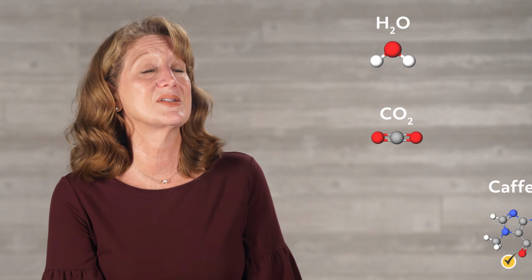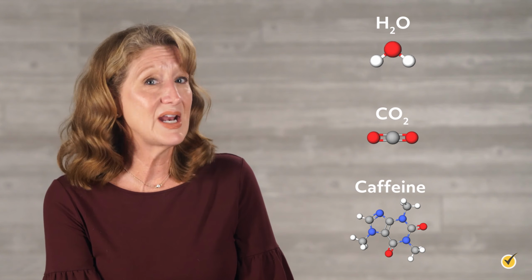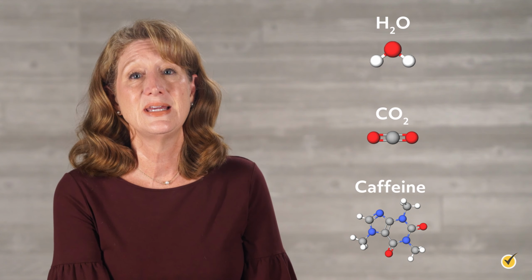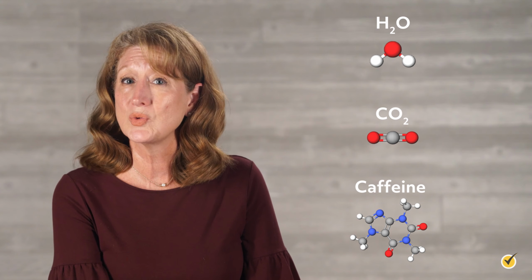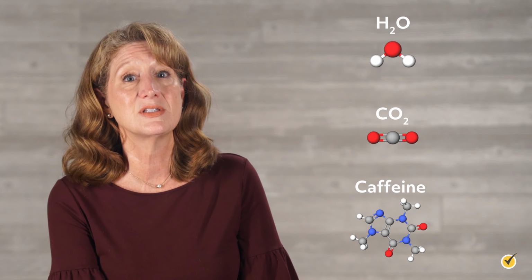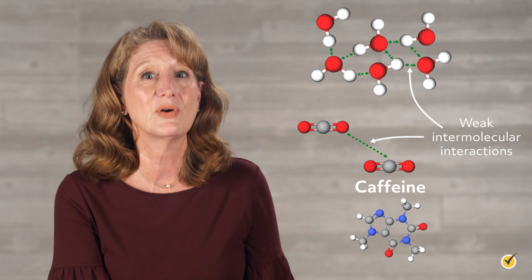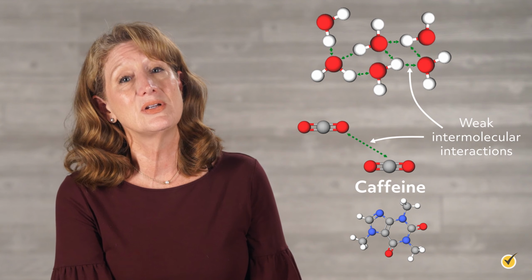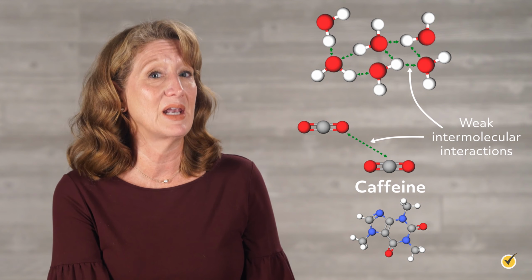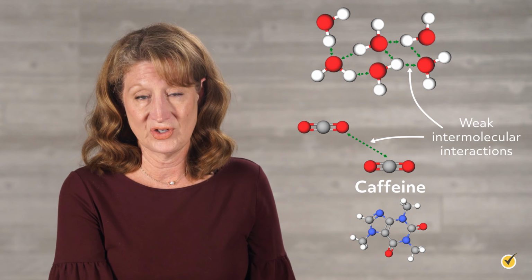Finally, let's consider the melting points of molecular compounds, things like water, carbon dioxide, and caffeine. As you can tell from our examples, molecular compounds can have very different physical properties. However, they generally have melting points well below those of ionic, covalent network, and metallic compounds because the molecular units are held together by weak intermolecular interactions. Typically, you can determine relative melting points of molecular compounds by assessing the weight and intermolecular interactions.